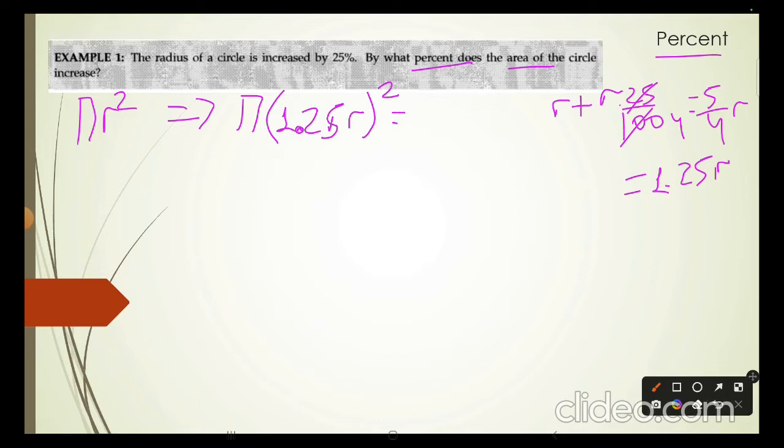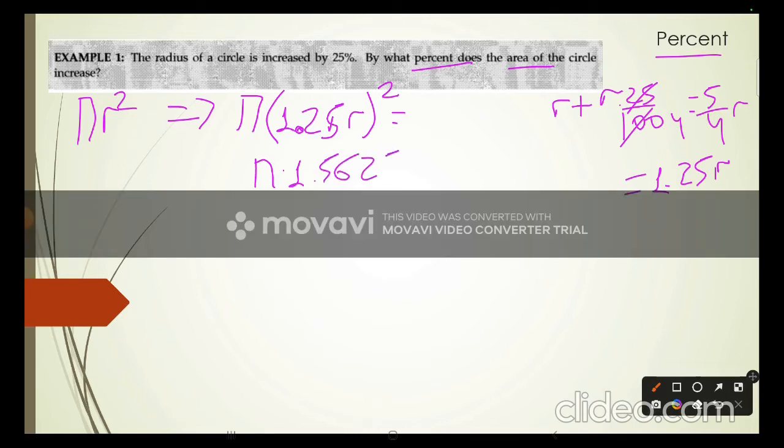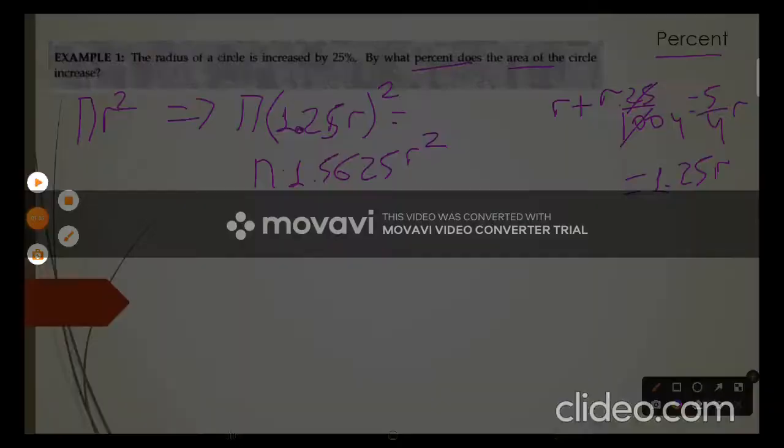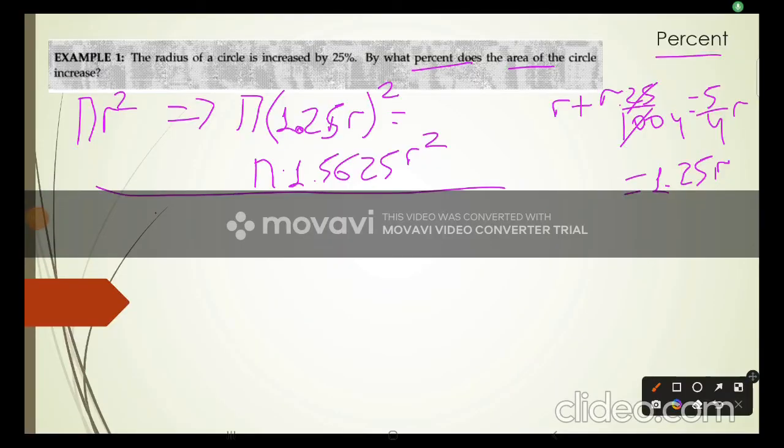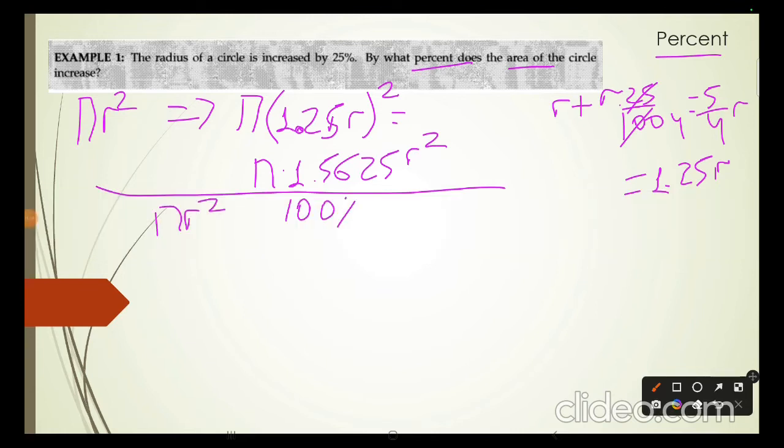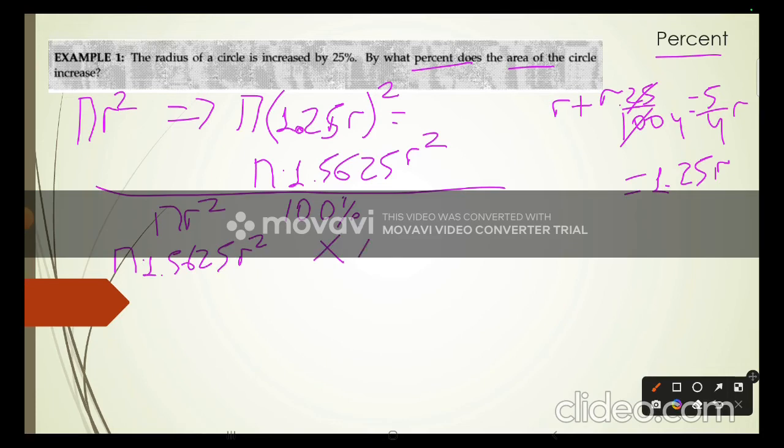We will have pi times 1.5625 r squared. Now let's write a proportion. Pi r squared, it is 100%, and pi times 1.5625 r squared, how many percent?